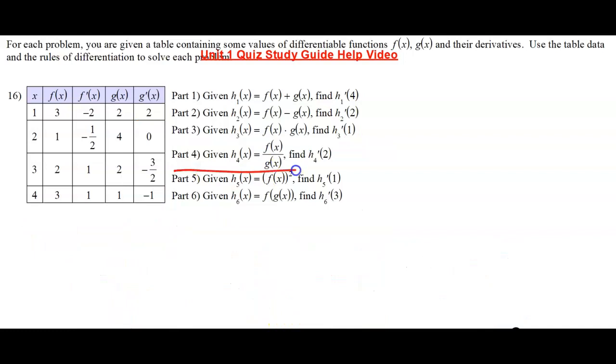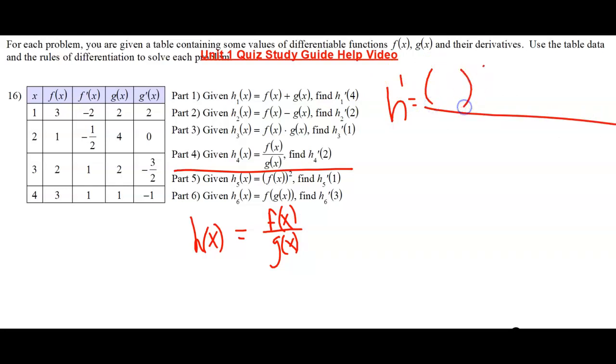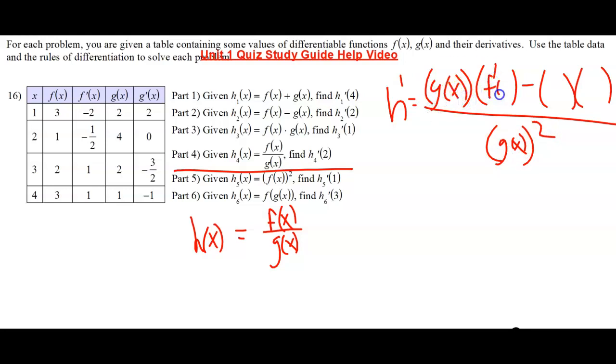All right, moving on to part 4. On part 4, we have a quotient function. We have f of x over g of x. And so h prime is going to be the quotient rule. Low d high, minus high d low. Draw a line and square below. My below is g of x. My low is g of x. D high is f prime. High is f. And d low is g prime of x, I should say.